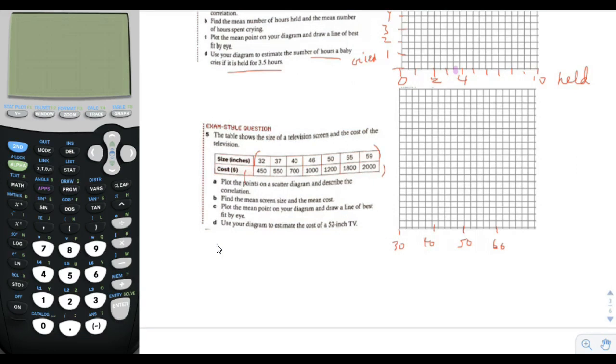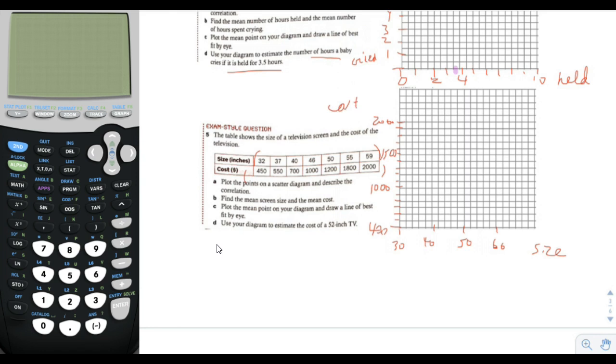400 to about 2,000. So if this is 400, then I think we're going to have to pretty much count by ones. So 400, 500, 600, 700, 800, 900, 1,000. 1, 2, 3, 4, 5. That would be 1,500. 1,600, 1,700, 1,800, 1,900, 2,000. Okay? And then this would be the size in inches, and this would be the cost in dollars.